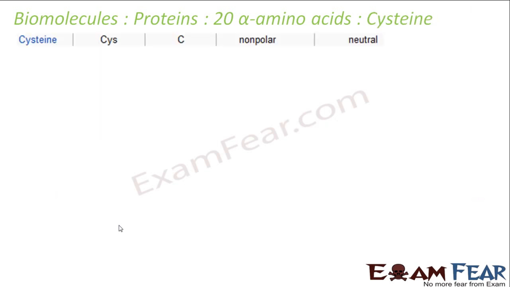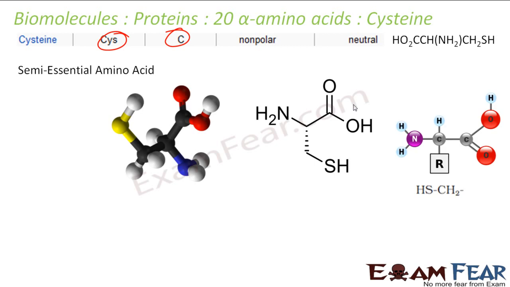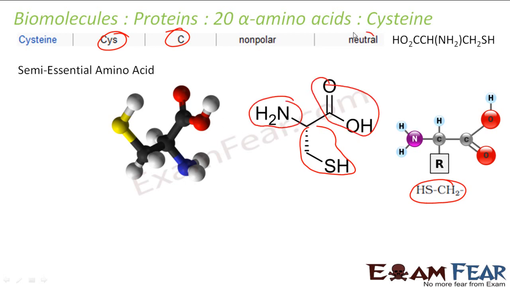The next is cysteine. CYS is the 3-letter word. Single letter is C, and it is neutral. This is also semi-essential. Why? Because it is essential for infants, elderly, and sick people, or also people with metabolic disorders. This is water soluble. This is the structure. If you compare this, this becomes my R. And if you see there is only one NH2 group, one COOH group, so it is neutral.